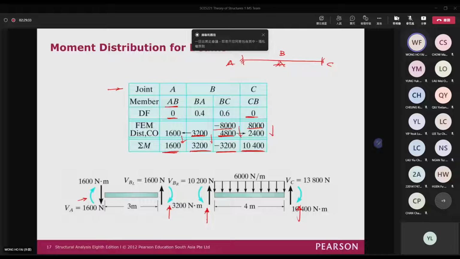So this is how you can get your member end moment. It is very quick and very convenient. Okay, so it is a very simple and quick method for your analysis.